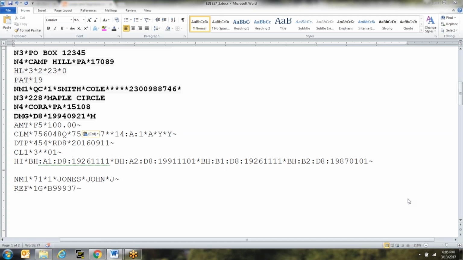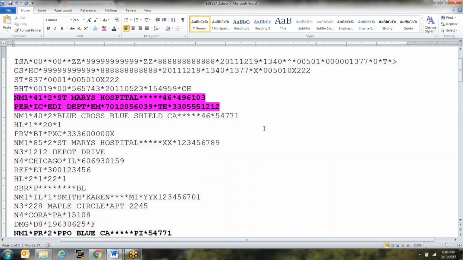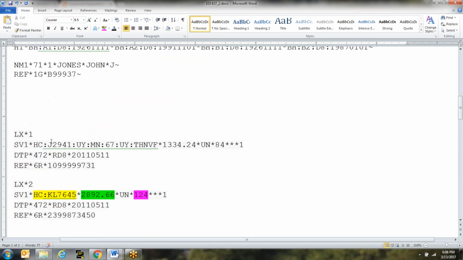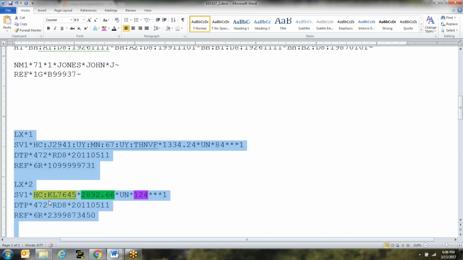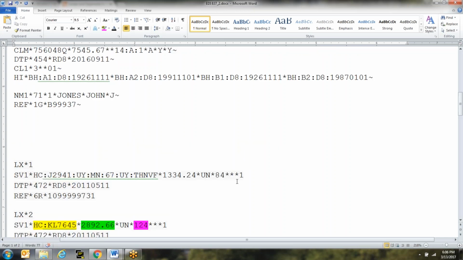Okay. So in continuation of our topic from last week, last week we did discuss a few things. Who's the submitter of this EDI claim? Who's the receiver of this EDI claim? Who's the patient? Who's the subscriber? How many different kinds of treatments were given to this patient based on these lines of service? LX1, LX2. What was the cost of each service? When was this service given? So all those things.